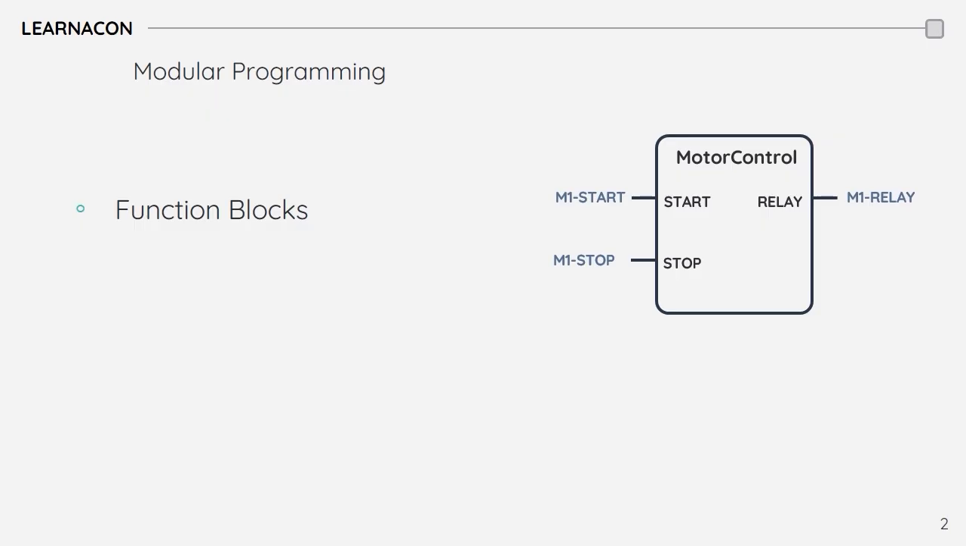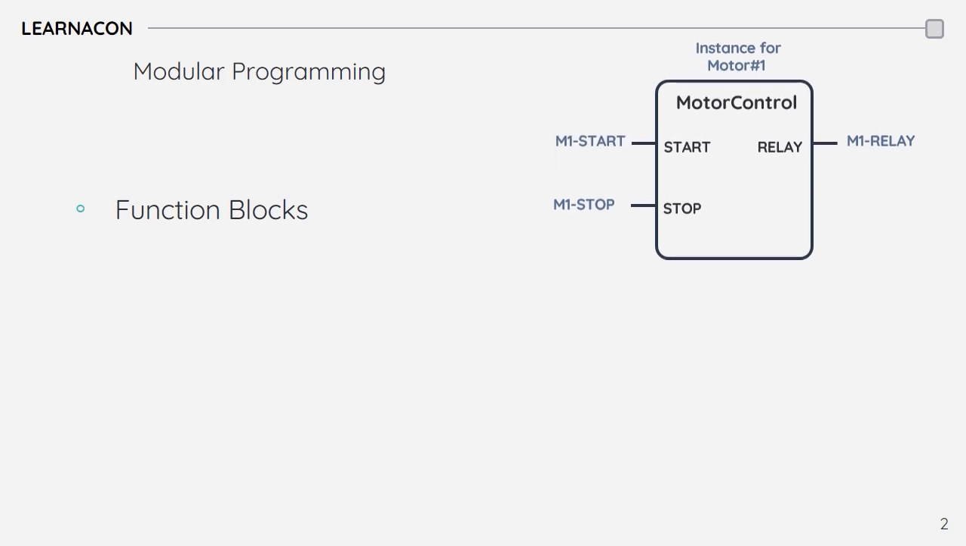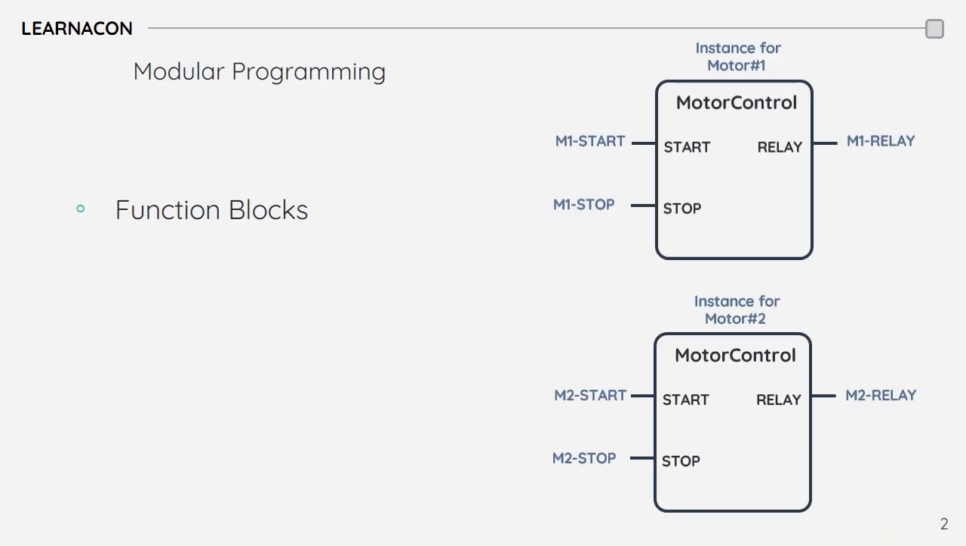To handle the inputs, outputs, and internal variables of the function block, with every block call, a piece of memory, which is referred to as an instance, will be automatically assigned by the CPU. With this trick, an update to the function block code will be applied only once, since the code block and instance are separate objects.